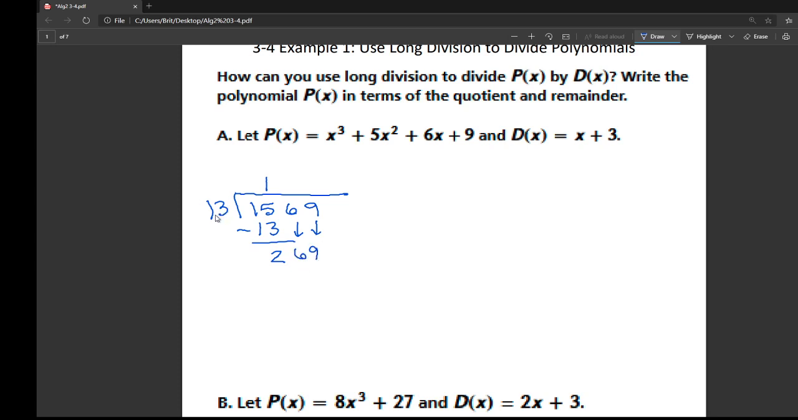And then I'd say, well, can 13 go into 26? And I'd say, yeah, it can. It can go in there twice. And I'd say, well, 2 times 13 is 26. And I'd subtract that and get a 0. And then I'd bring down my 9. And so this would be my remainder.